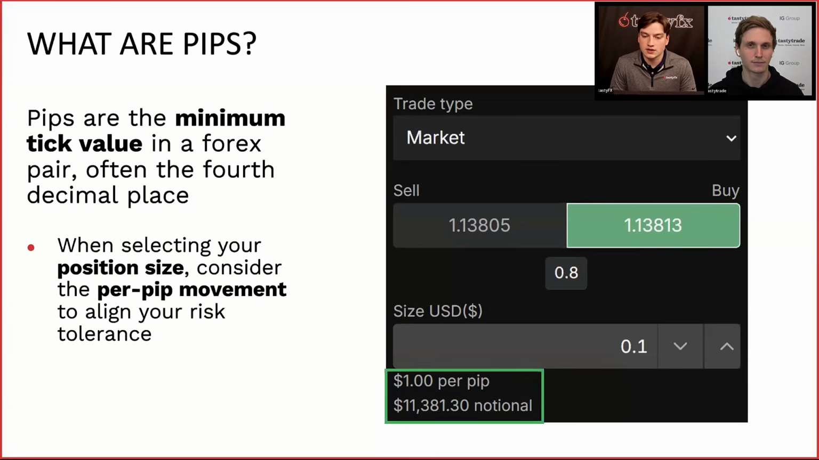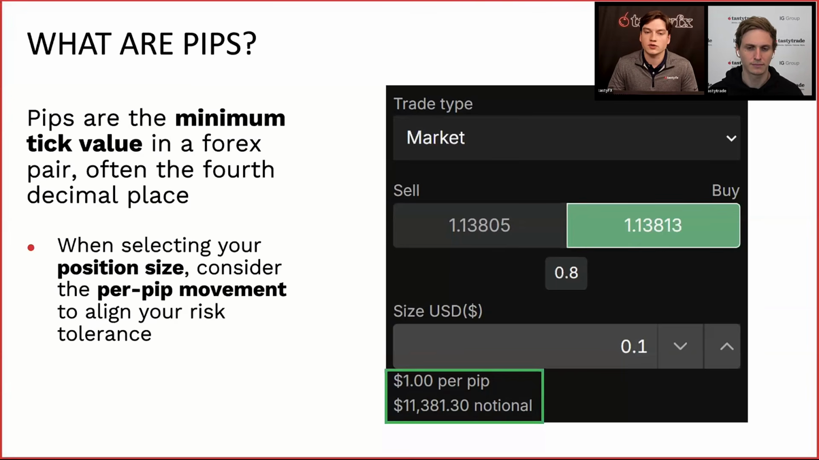So if we're seeing these buy and sell prices here, you're seeing it quoted to the 10th of a pip. And the only reason I say often the fourth decimal place is the outlier is the Japanese yen. Those pairs are quoted to the second decimal place, just because of the nominal value of the yen being much higher. But the only real application when you're starting to trade these markets is to consider your per pip movement, and that'll be in the trade ticket.